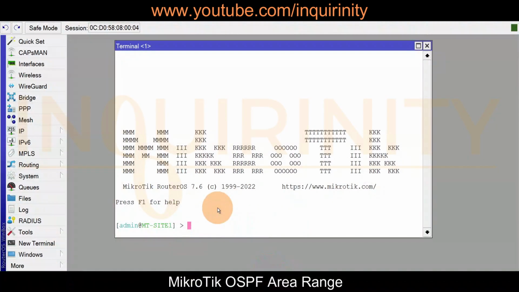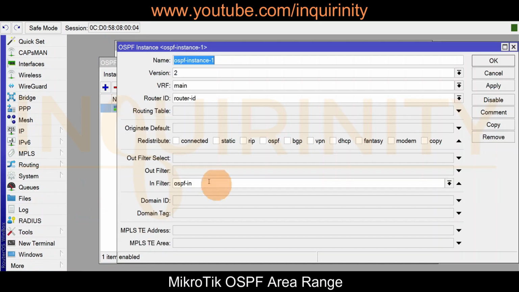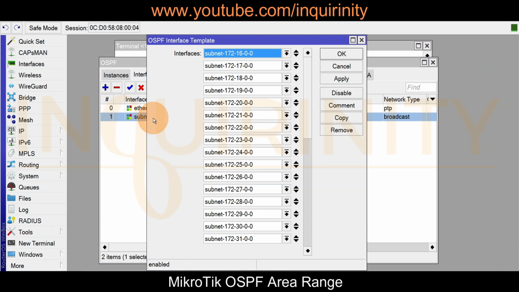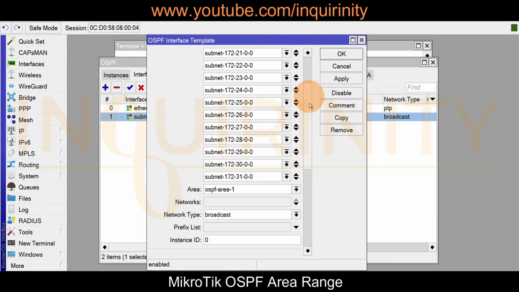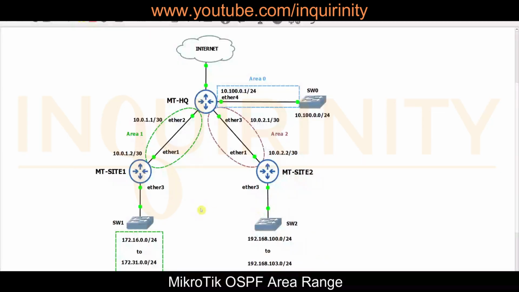So to accommodate the new subnets, for our site 1 router, if you go to routing OSPF, just remove the redistribute connected, and for the interface templates, as you can see, added the interfaces from 16 to 31. Okay, going back to our diagram, where should we do the area range or to aggregate the route?